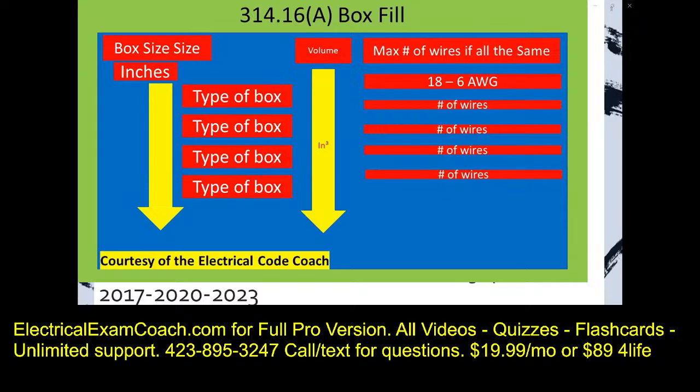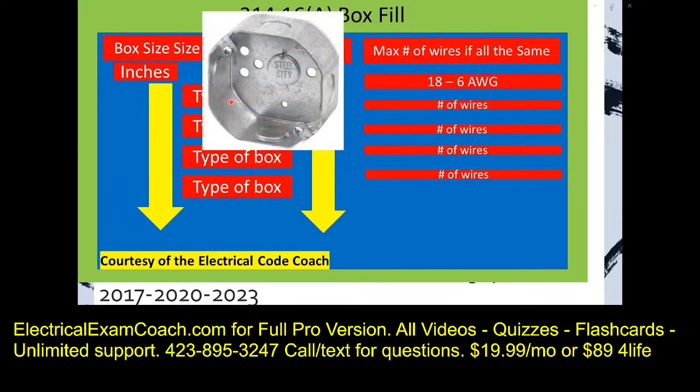Let's get to it. On the left-hand side is going to be our box size in inches. The next column over is going to be the type of box, and there are several different types of boxes. The first one is going to be the round octagonal box. A round box is truly circular, and the picture listed here is actually an octagonal box. I want to give a shout out to homedepot.com. It's where I snagged all these pictures.